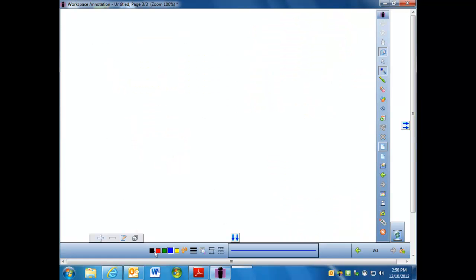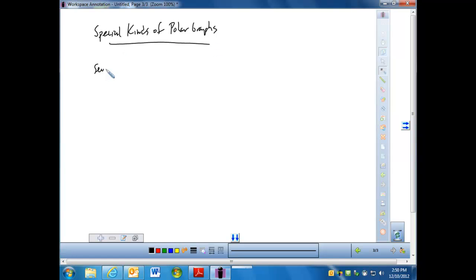So our last idea we're going to work on tonight is understanding some special kinds of polar graphs. I think we talked in class earlier that there are some really cool looking graphs that you can make with a polar graph. Some cool designs that, quite frankly, you can't do on an XY coordinate plane, a Cartesian coordinate plane, very easily at least. All right, so there's a couple different families here.